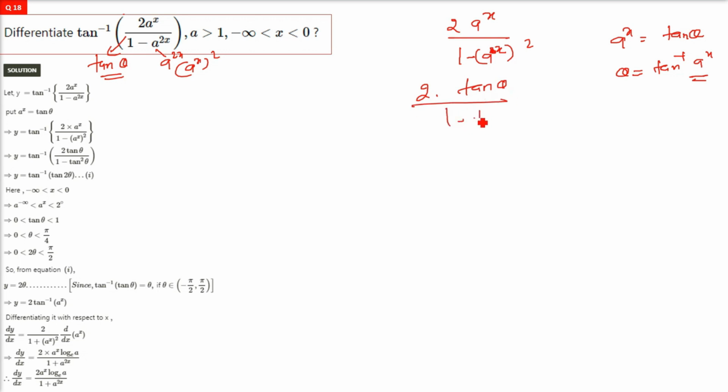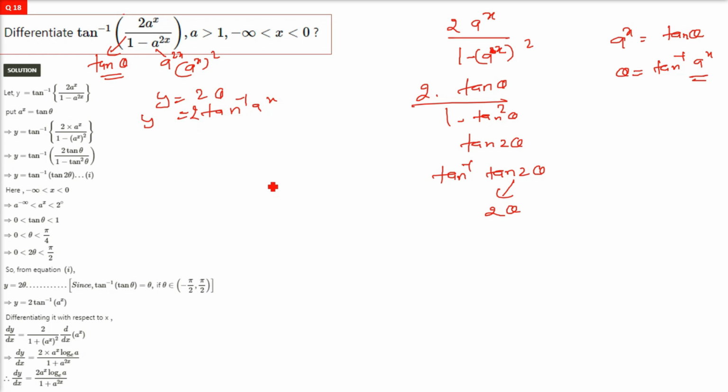So 2 tan theta divided by 1 minus tan square theta. And we have just seen in the previous 2 questions, it is tan 2 theta. So tan inverse tan 2 theta, tan inverse cancels, 2 theta will be there. y equals 2 theta, you have to differentiate this 2 theta. Theta is already tan inverse a to the power x, so twice of tan inverse a^x. You have to differentiate that. But you have to check that also. x is lying between negative infinity and 0, so we have to check that also.